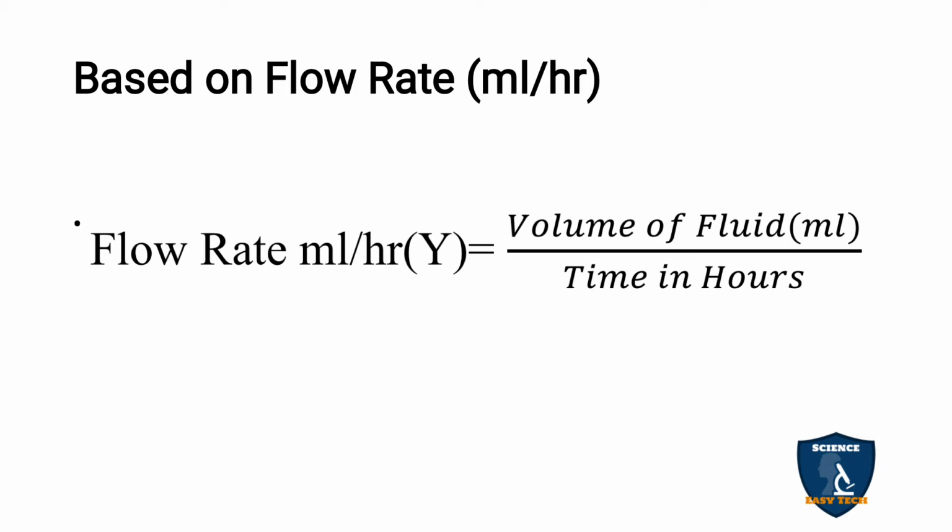Sometimes they give the volume in liters. For example, normal saline 2 liters. Then we have to convert the liters into milliliters. We already know that 1 liter is equal to 1000 ml. Therefore 2 liters means 2000 ml, 2.5 liters means 2500 ml. Like that you have to convert the given liters into milliliters. Then you have to substitute.